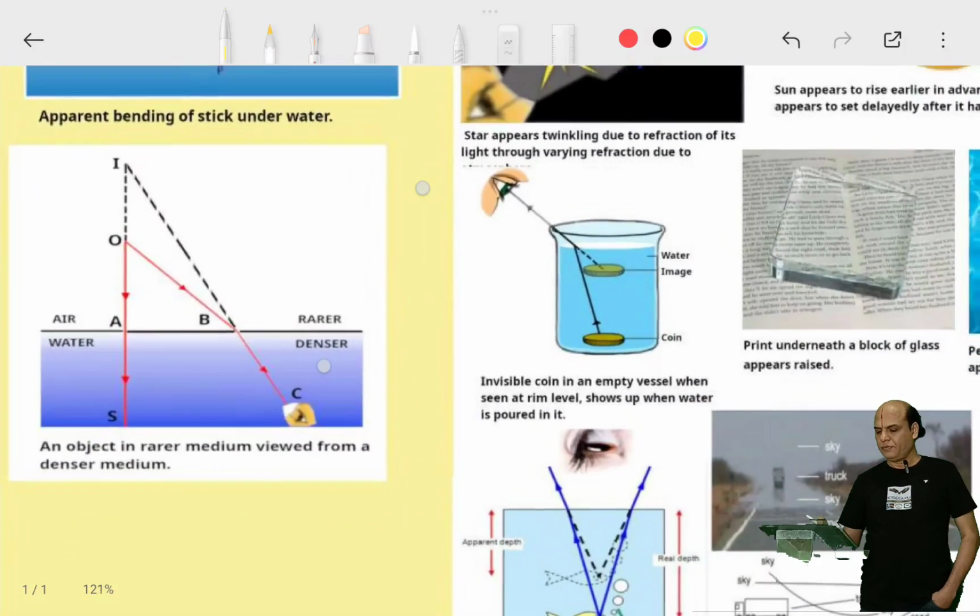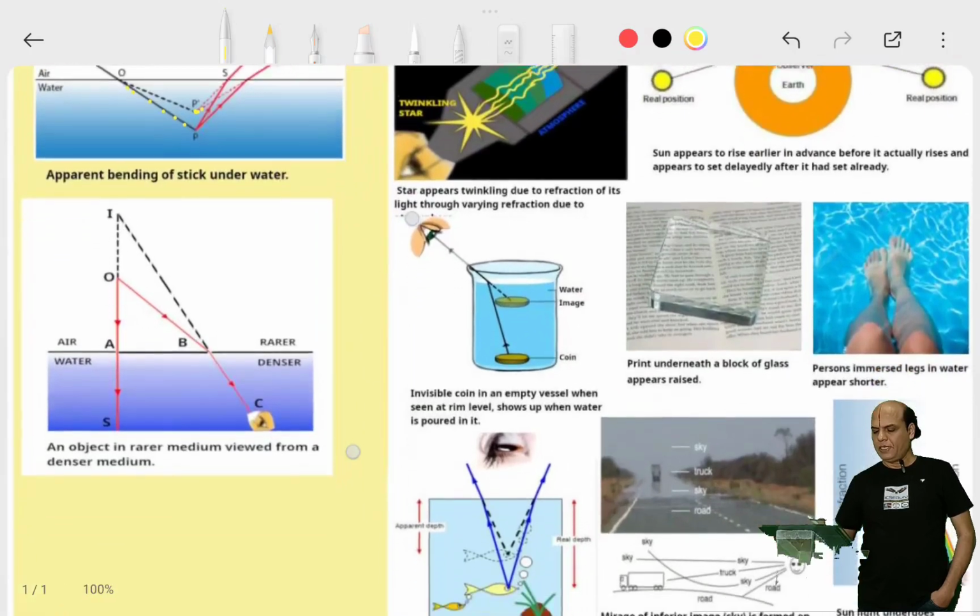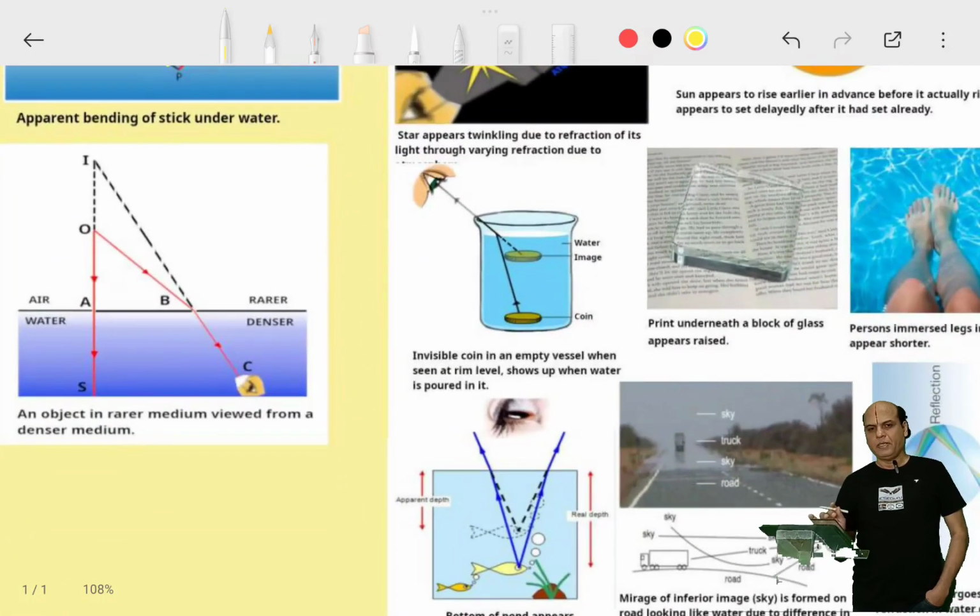Let's move further. Here the observer was watching an object inside the denser medium from the rarer medium. Now in the next setup, the observer will watch from the denser medium when the object is in the rarer medium. So consider an object at point O, and the observer is watching this object at point O from inside the liquid.